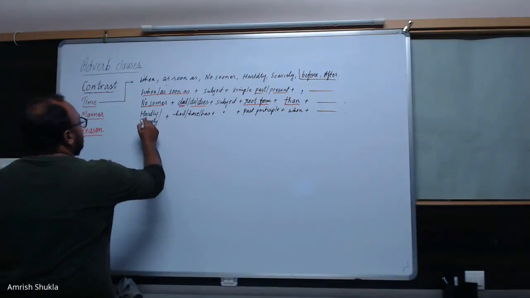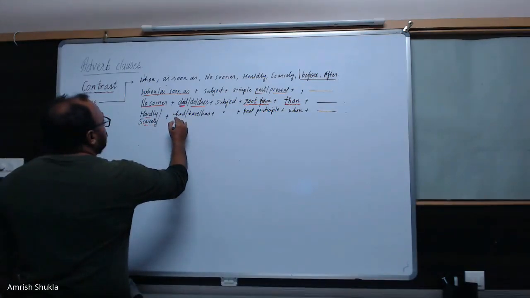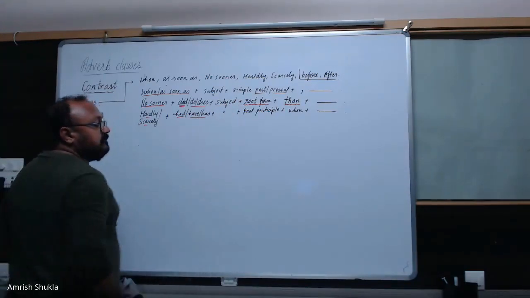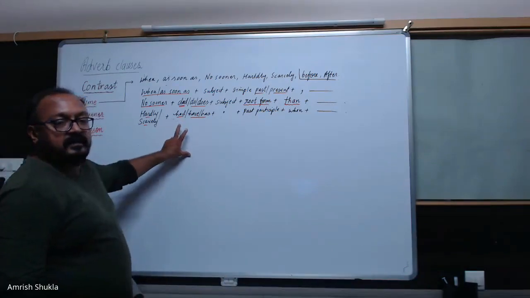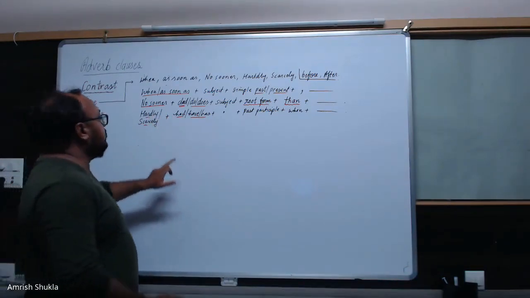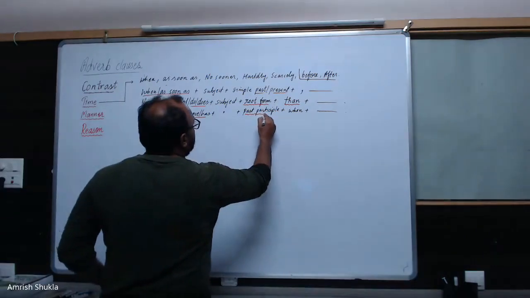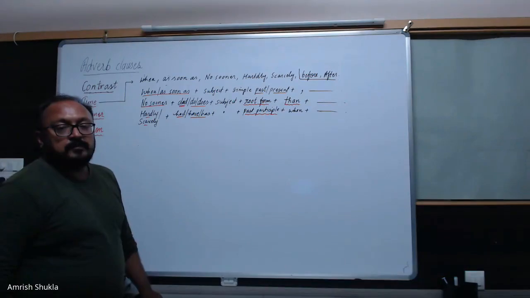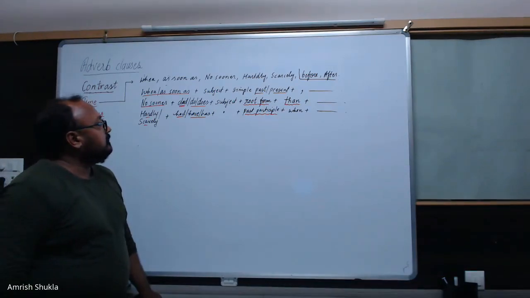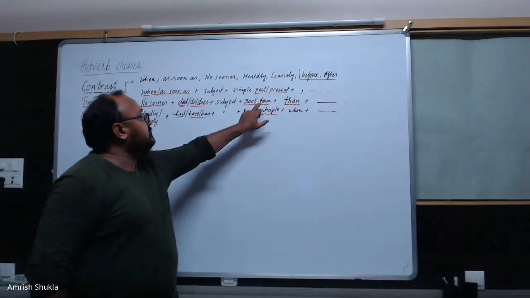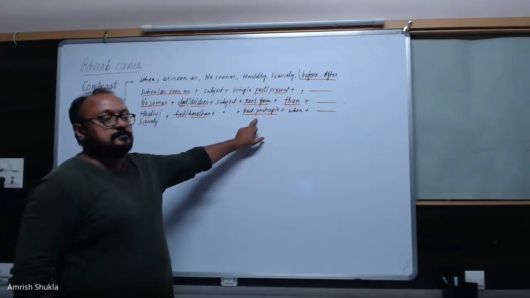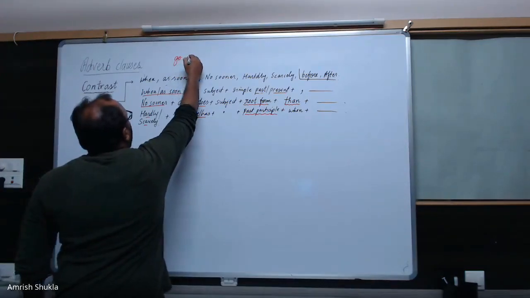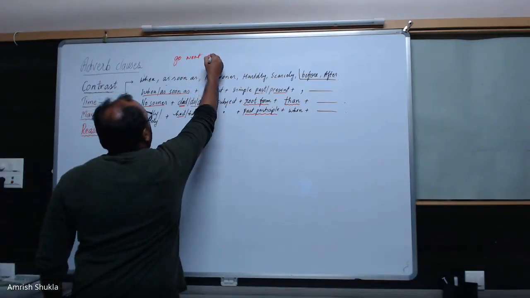Hardly or scarcely has to be followed by had if it is past tense, have or has if it is present tense. But here again, hardly or scarcely are always followed by the past participle. So here we use the root form of the verb of simple present tense. So here you have to use past tense, here you have to use root form, and here you have to use past participle. We can revise that go, went, and gone.